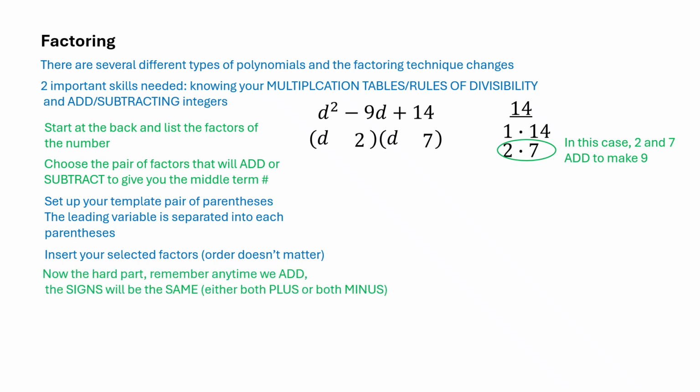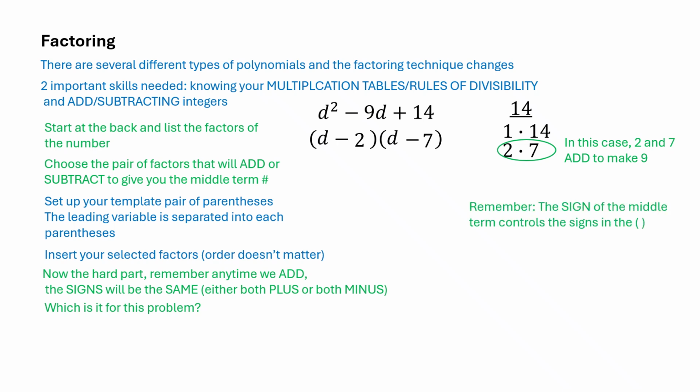Now, remember, if we're adding the numbers, the signs will be the same. Either they're both going to be plus or both of them will be minus. Which is it for this problem? I hope you guessed minus. Remember, the sign of the middle term, which is -9 in this case, determines the signs in the parentheses.